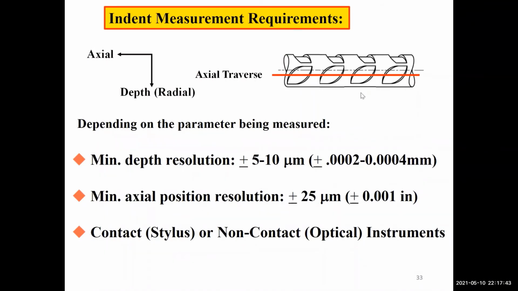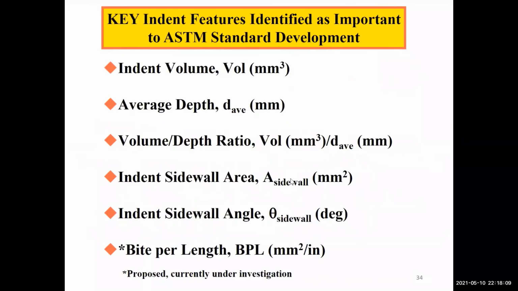The resolution of the measurements needs to be pretty significant because the depth, for example, is on the order of 160 microns. So a minimum depth resolution on the order of 5 to 10 microns is required. Axial position resolution on the order of 20 to 25 microns, and lateral position, similar resolution. And we need to be able to do this with both stylus as well as non-contact, optical measurements.